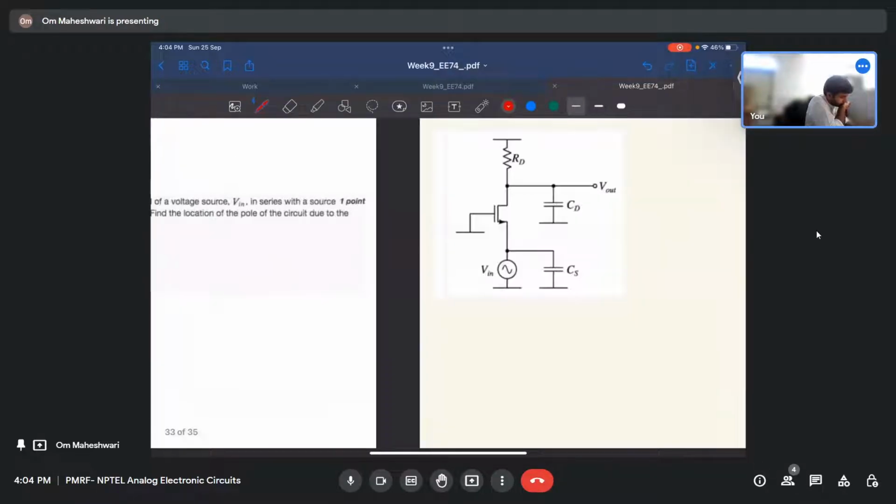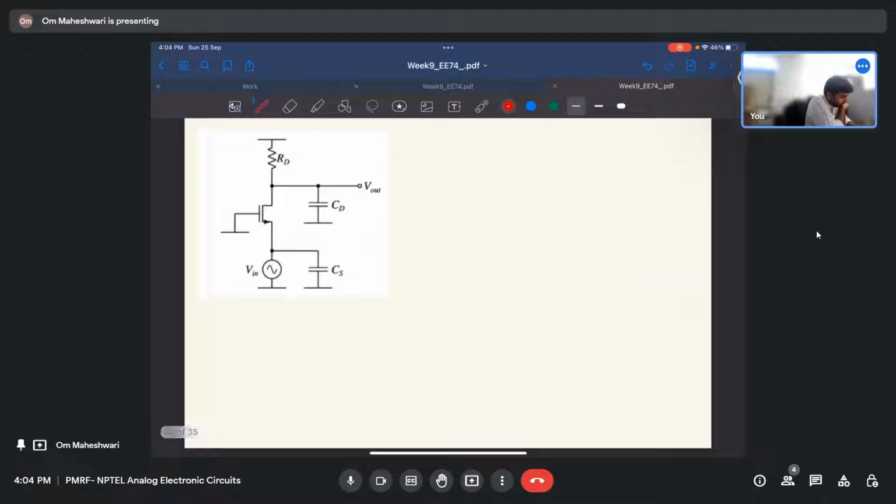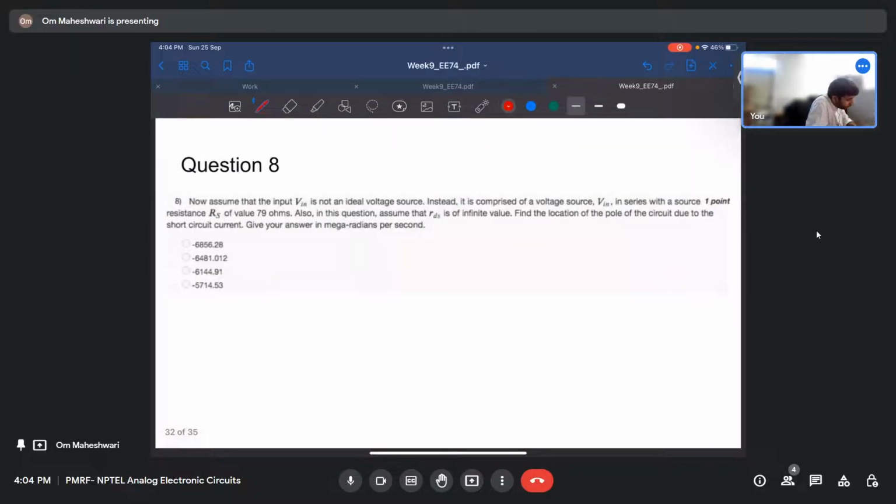Okay. So they are saying there is some RS here. V in is given, and we have to find RS 79 ohms. RDS is infinite. The location of the pole is due to the short circuit current.